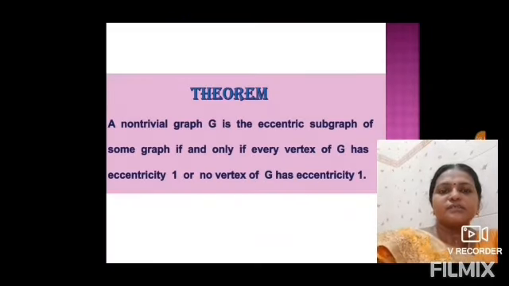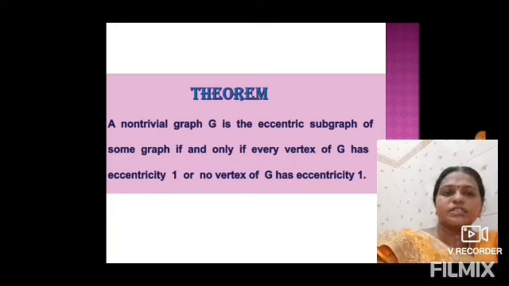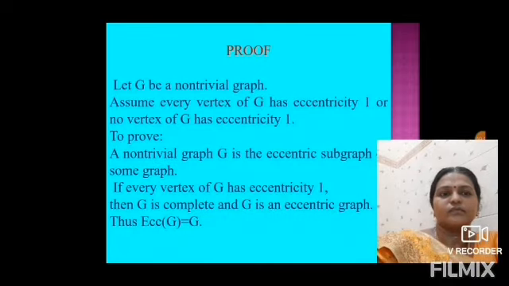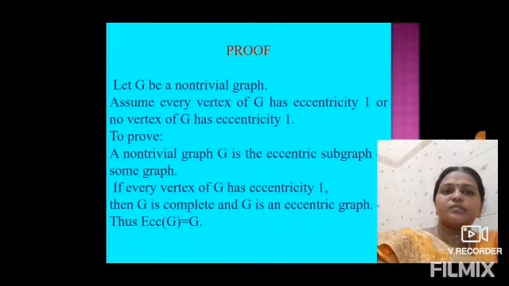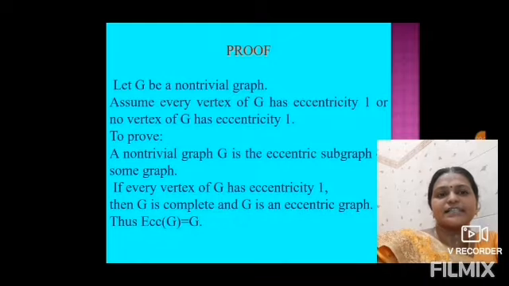Let's move to a theorem. A non-trivial graph G is the eccentric subgraph of some graph if and only if every vertex of G has eccentricity 1 or no vertex of G has eccentricity 1. Let G be a non-trivial graph. Assume every vertex of G has eccentricity 1 or no vertex of G has eccentricity 1.